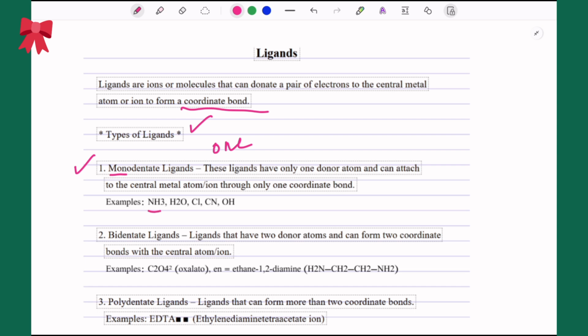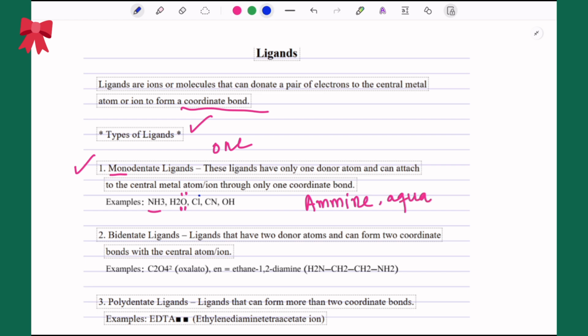The best example which we have written here is ammonia. Now, ammonia is not called ammonia in the compound. When you're making a coordination compound of this, you will write it as ammine. It is a neutral ligand, as you can see, it has a charge of 0. Next is water. Water has oxygen as a donor atom. Oxygen has two lone pairs of electrons, but at one time it can give just one pair of electrons. So it is also monodentate and it is neutral. However, in the coordination compound, its name will be written as aqua.